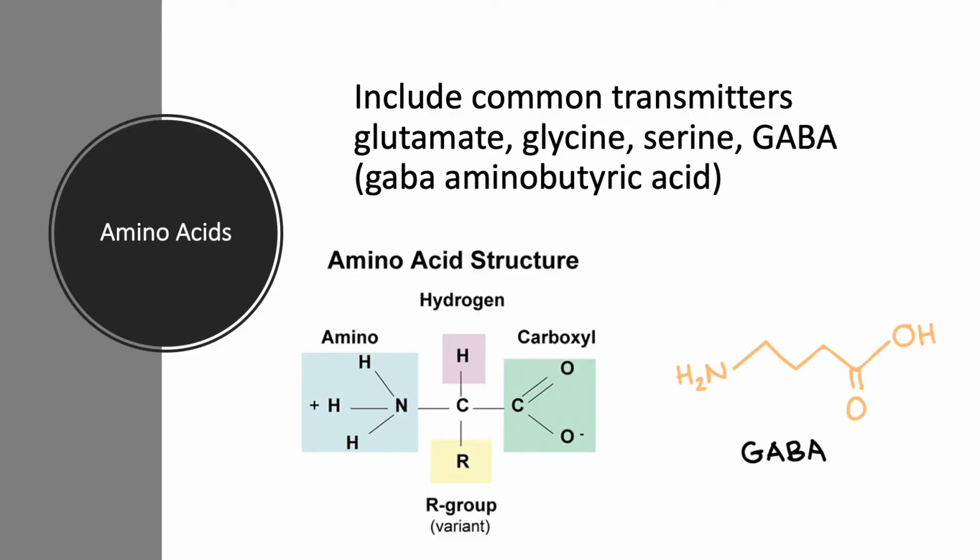Then we have our amino acid neurotransmitters, and these include glutamate, glycine, serine, and GABA, or gamma-aminobutyric acid. Okay. So your amino acids, you can think back to 101, the structure where you're going to have an amino group, a hydrogen, an R group, which is some type of variant, and then your carboxyl group. And remember, that carboxyl group is what we just cleaved to make our biogenic amines.